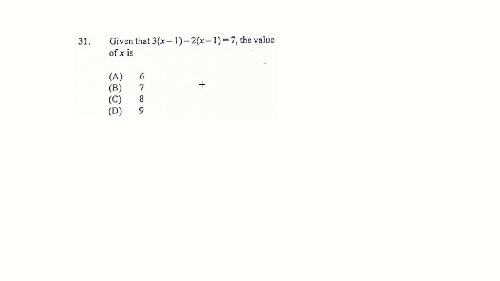Number 31. Is this a repeated question? It is, I believe. A mistake here. Right, so we would have gotten 3x. We got 3x minus 3 minus 2x plus 2 is equal to 7. So you add 3x minus 2x is x. And minus 3 plus 2 is minus 1 is equal to 7. So x is equal to 7 plus 1, which is 8. So the answer for 31 is C. Right, and that is the end of January 2018.